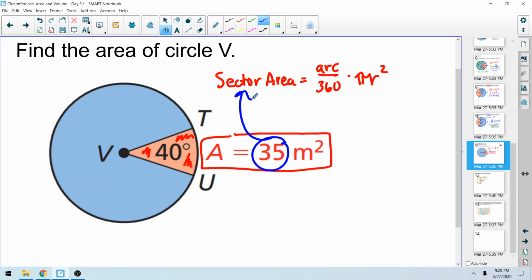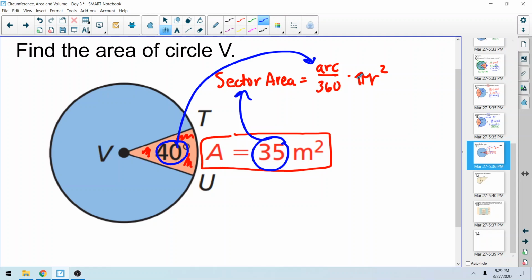Now, do we know the measure of the arc that corresponds with that 35? And the answer is yes. That's 40, so I'm going to put that right there. 360 is already a number. Pi is already a number. So it looks like the only thing I'd really be missing is the radius, which, if I look at the picture, they didn't tell me the radius. That's a problem. They didn't tell me the diameter either.